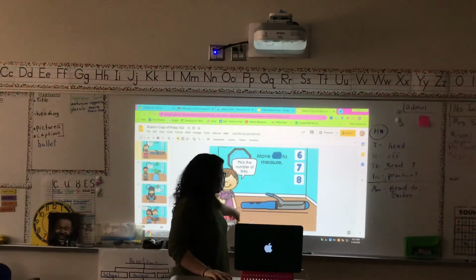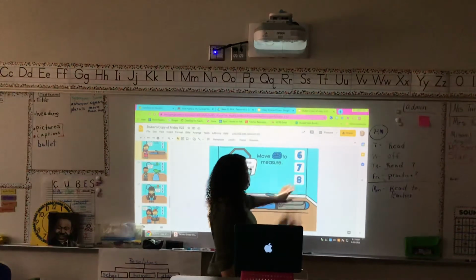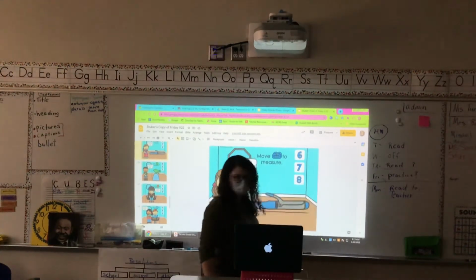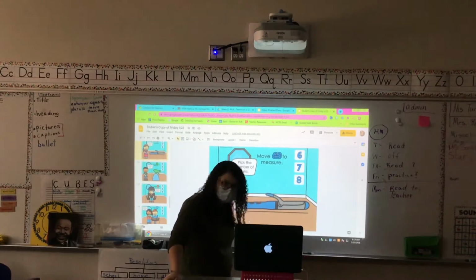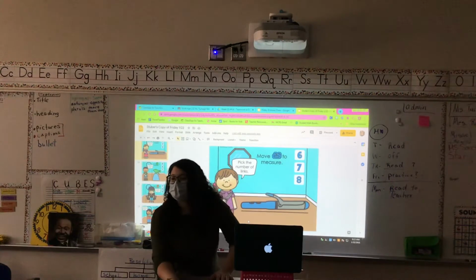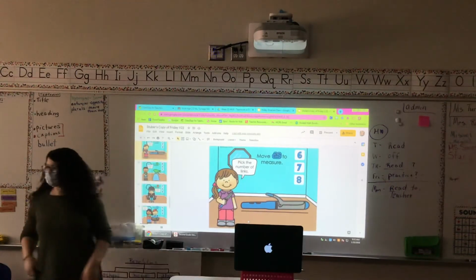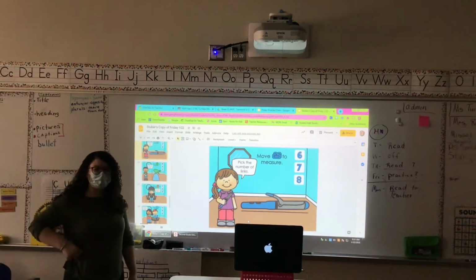Alright, so now we have a curling iron. How many do we think we're going to use? Are we going to use 6, 7, or 8 to measure from the end to end? The length of the whole curling iron. Draw it on your boards. Let's see. Real quick. And 5, 4, 3, 2, 1.